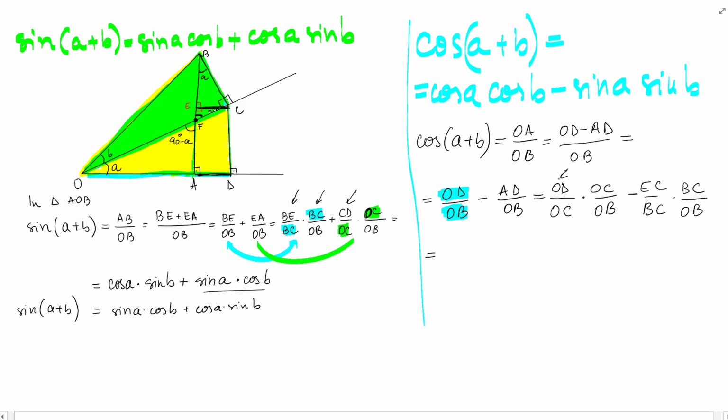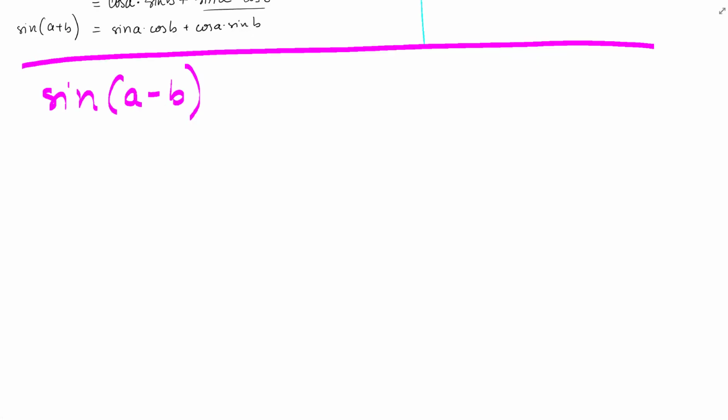So now, OD over OC is cosine of A, times OC over OB is cosine of B in the triangle OCB, minus EC over BC is sine of A in the triangle CEB times, and BC over OB is sine of B in triangle OCB. And then we proved what we wanted to.